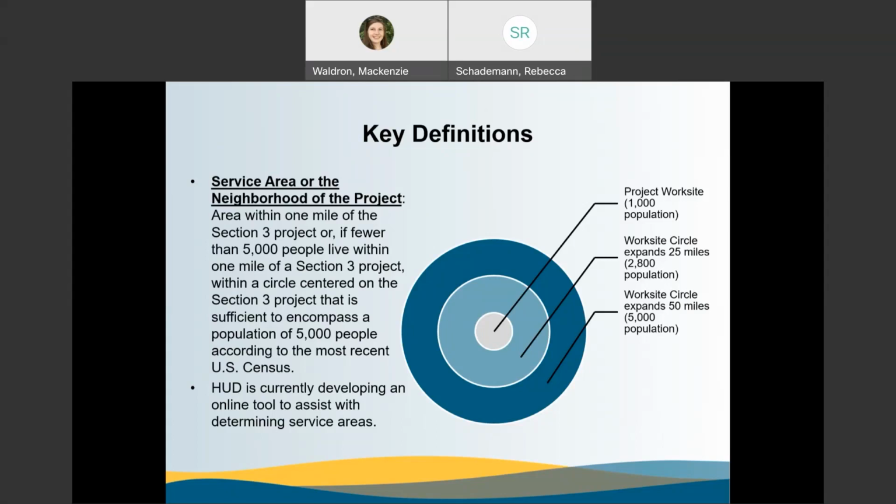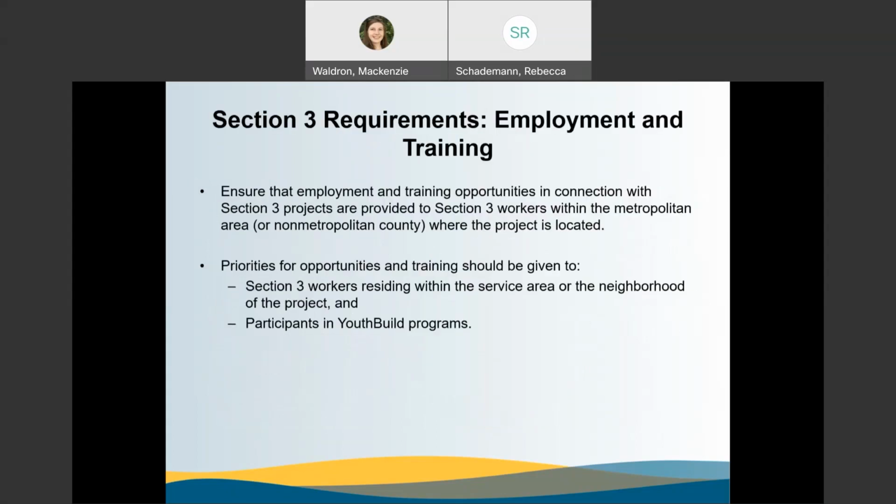And going into the section 3 requirements related to employment and training, the requirements are to the greatest extent feasible and consistent with existing federal, state, and local laws and regulations. Subrecipients and developers shall ensure that employment and training opportunities in connection with section 3 projects are provided to section 3 workers within the metropolitan area or non-metropolitan county where the project is located. Where it is feasible, priority for these opportunities and training should be given to section 3 workers residing within the service area or neighborhood of the project, and to those who are participants in YouthBuild programs.